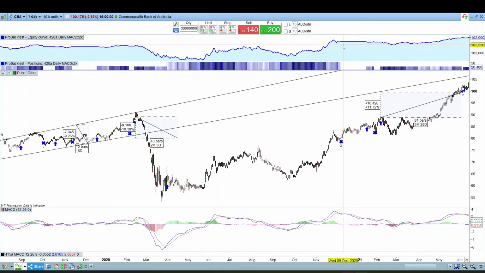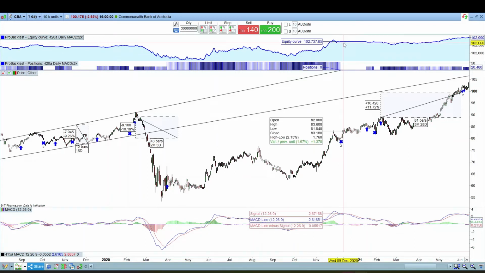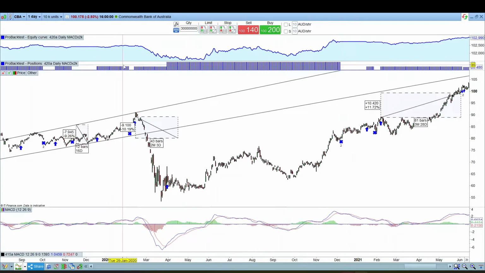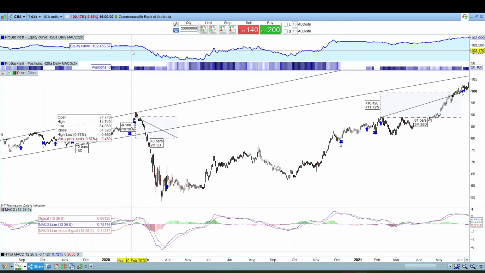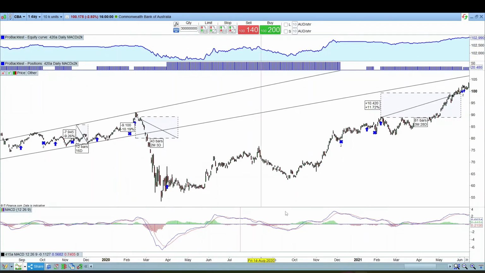So you can see there the profitability closed out there at 102,737. So if our baseline's 100,000, that's 2,737, and it started off with 2,453. So I made about $300 in that trade for that period with 2 entries, 2 lots of shares. That in effect is our average down approach.